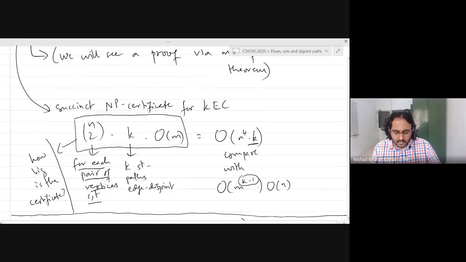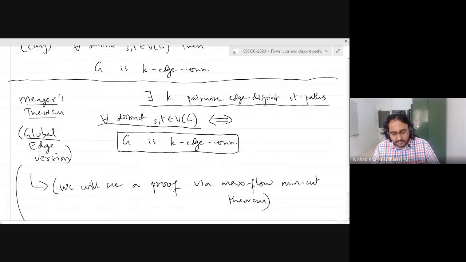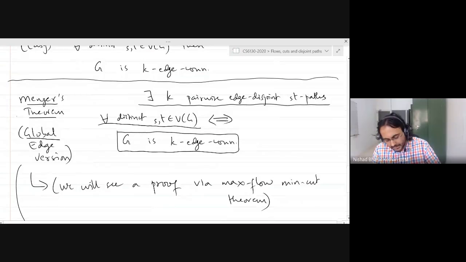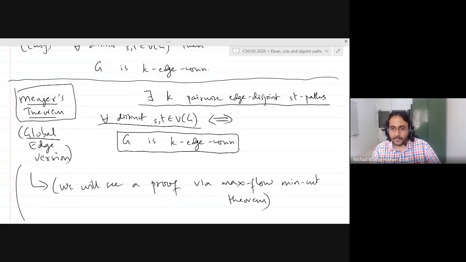So why is this a valid certificate? Well, it is a valid certificate because of Menger's theorem. Menger's theorem gives you a succinct certificate for k-edge connectivity. And the different versions of Menger's theorem basically give you succinct certificates for all types of connectivity: edge connectivity, vertex connectivity, directed graph connectivity. Actually, we won't be discussing directed graph connectivity, but anyways, if you want, you can also get Menger's theorem for directed graphs.